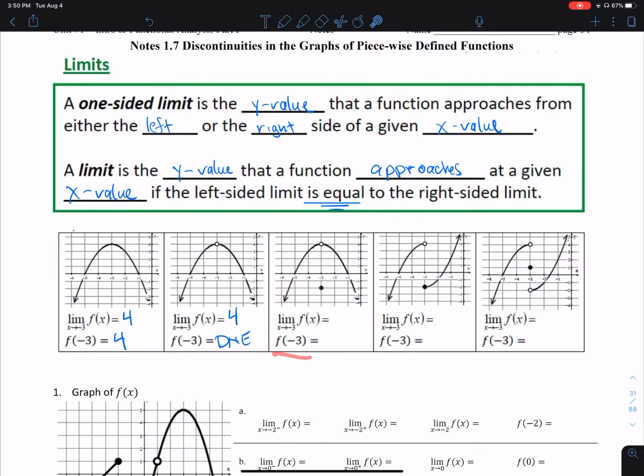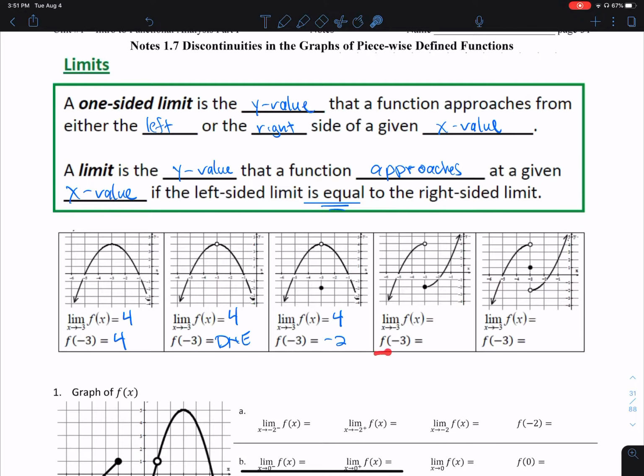This next one, traditional question, what is the y value when x is -3? Well, when x is -3, the y value is -2. Different question. As x gets closer to -3, what is y getting closer to? In both cases, from the left and the right, it's getting closer to 4. Since they're both getting closer to the same number, then the limit exists, it's getting closer to 4.